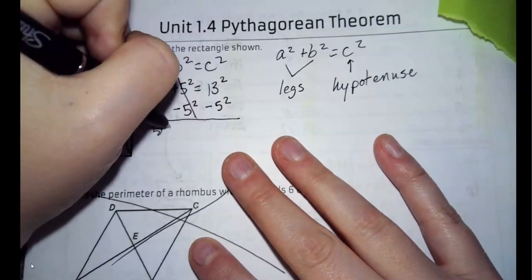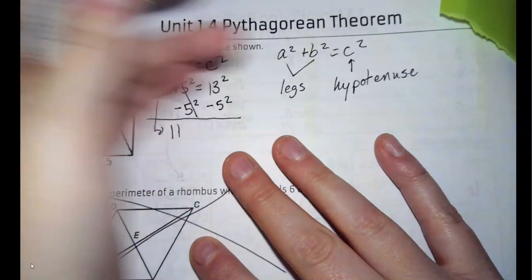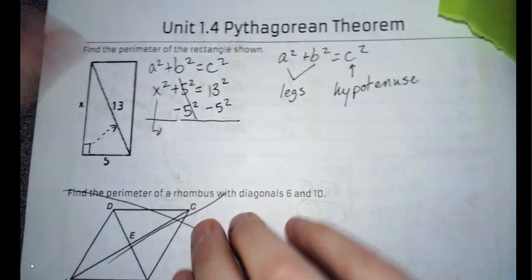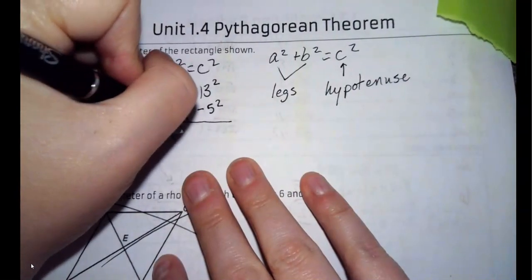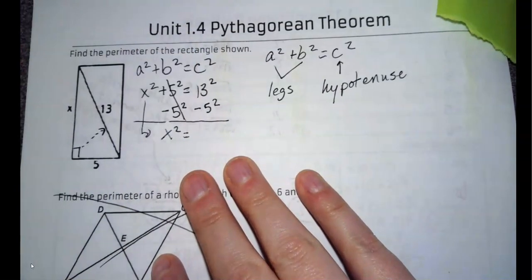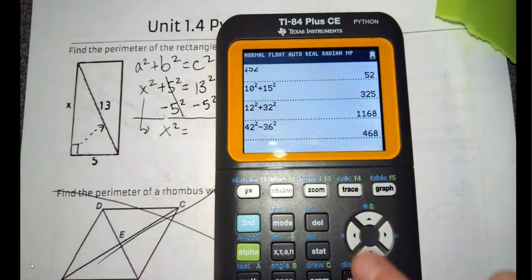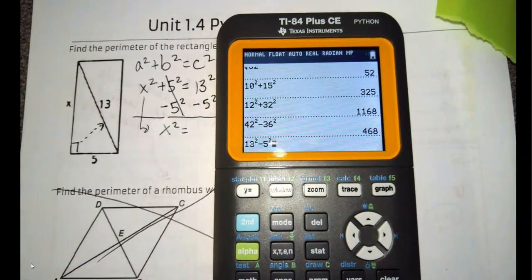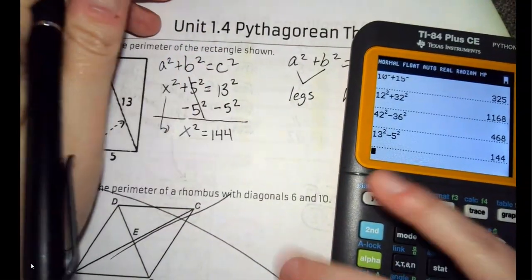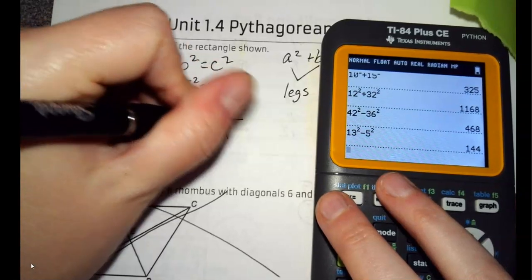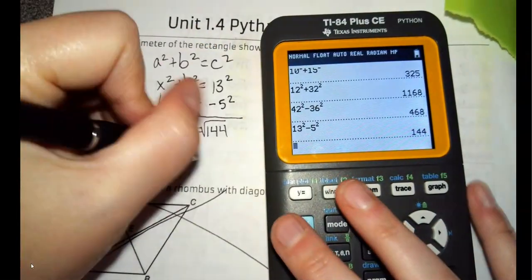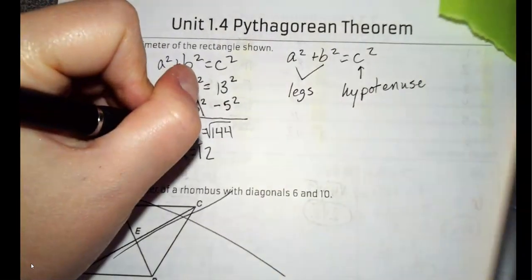So we're going to bring that x squared down. And then 13 squared minus 5 squared is 144. But I'll show you in the calculator. 13 squared minus 5 squared. And then your last step is always to take the square root, because we don't care about x squared. We want to know what x is. It's the square root of 144, which is 12, because 12 is a perfect square.